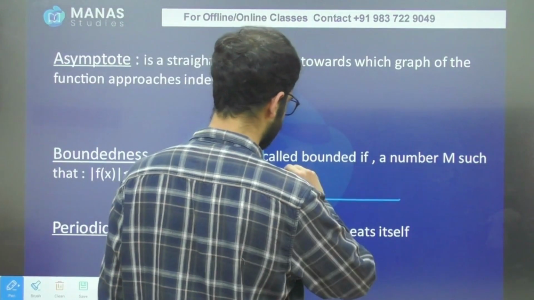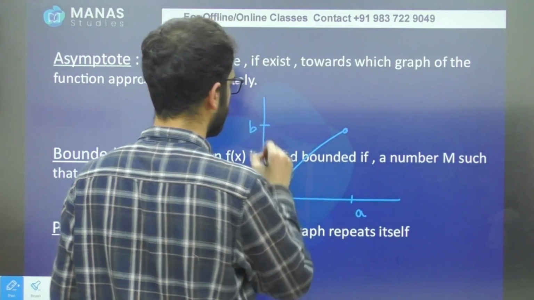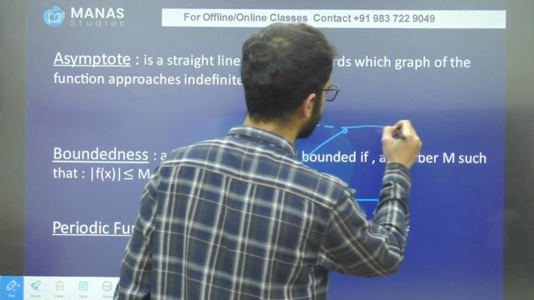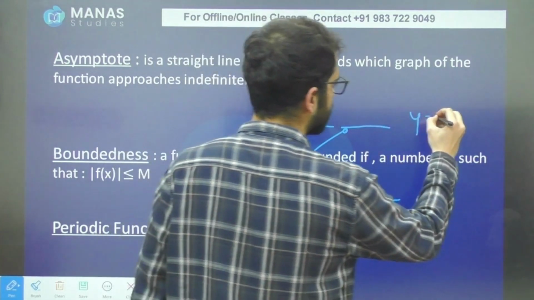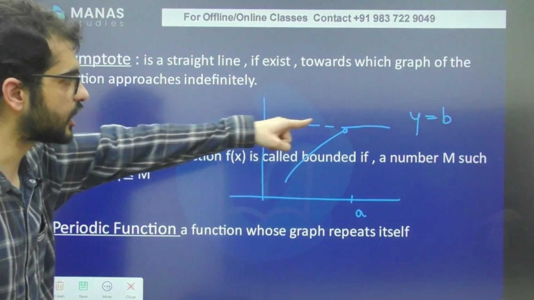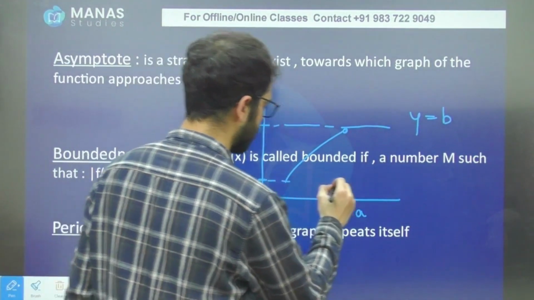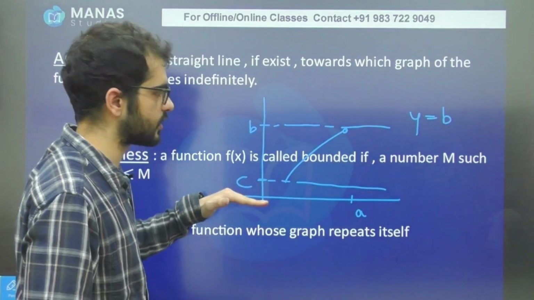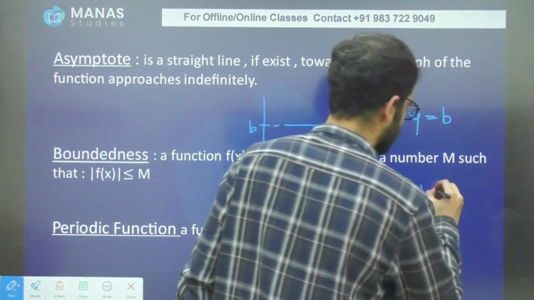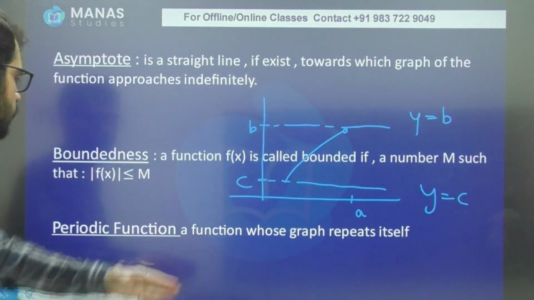If the graph looks like this and these are a comma b, because this graph is not going to cross the line y equals b, we can say that this graph is upward bounded at y equals b because it is not going to cross it. And if this point is c and the graph is not going below this, then we can say that the graph is bounded at y equals c as well. This is upper bounded and this is lower bounded.